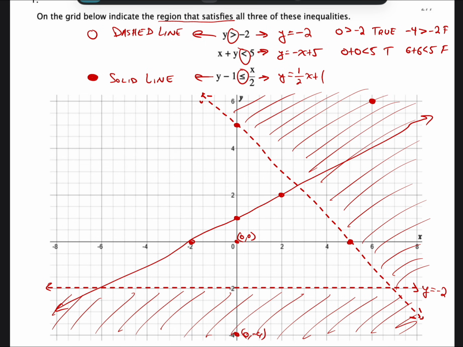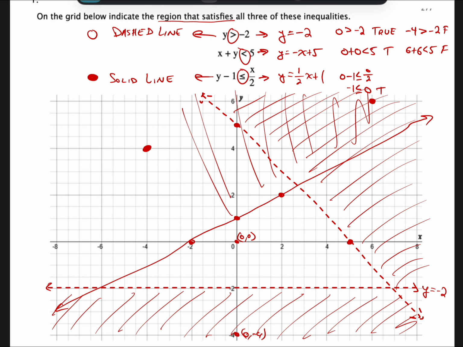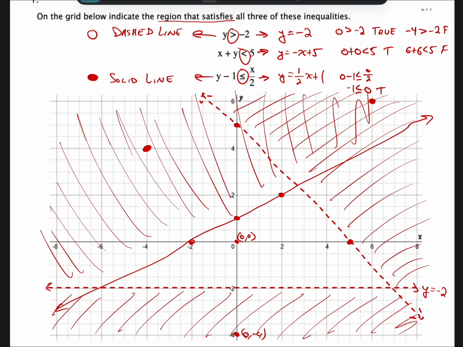So I'll use 0, 0 again. That would be 0 minus 1 is less than or equal to 1/2, just plugging in, not 1/2, but 0 over 2. So that simplifies to -1 is less than or equal to 0. That is a true statement. I can pick another value, but if we do, we're going to find that some point over here on this side is going to give a false statement. So I'll go ahead and shade this side. You can test that if you want.